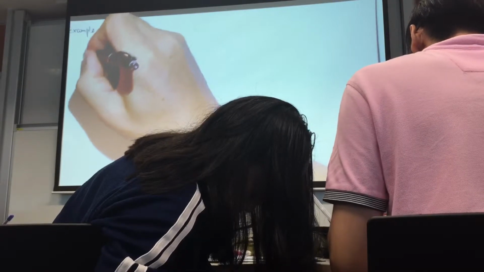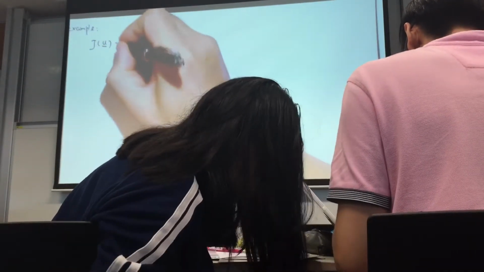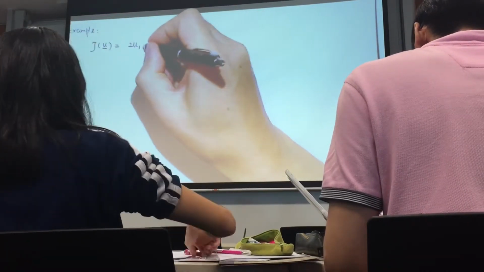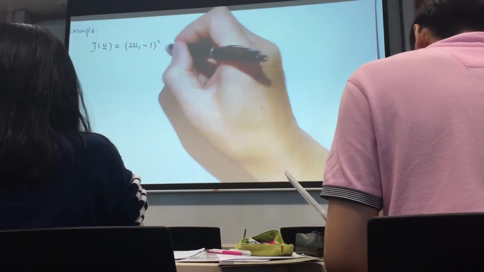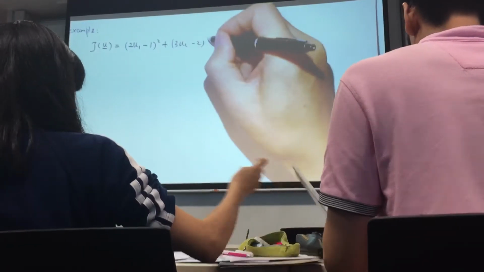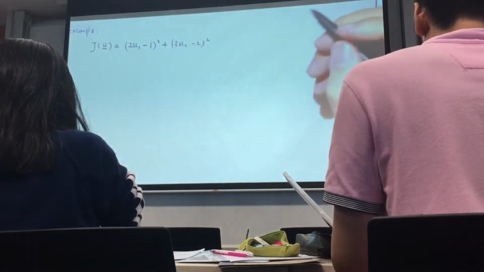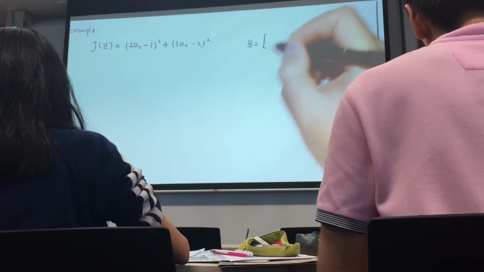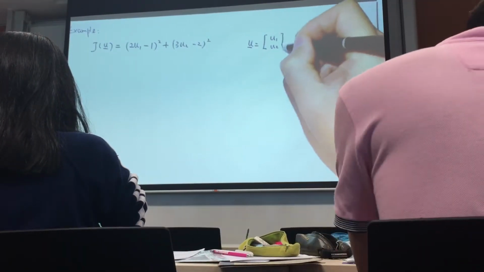So we will discuss an example. Our cost function is defined like this: (2u1 minus 1) squared plus (3u2 minus 2) squared. In this case, we define u to be u1 and u2.